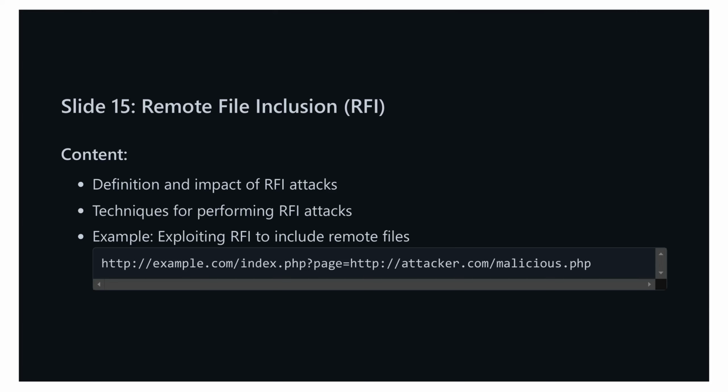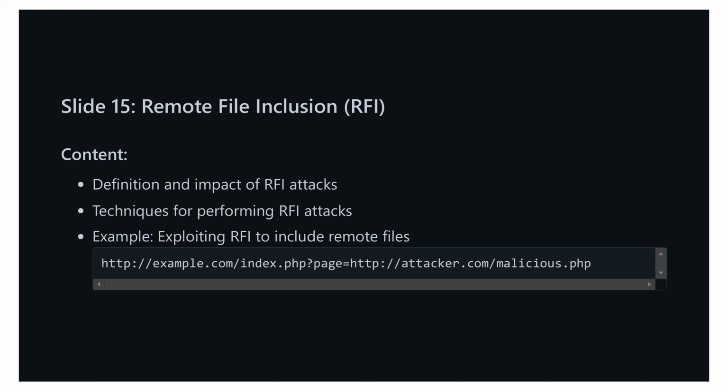On the previous slide, we dove into the concept of arbitrary code execution, exploring its definition, the techniques commonly employed in these attacks, and an example that showcased how vulnerabilities can be exploited to execute arbitrary code. Now let's shift our focus to another critical type of web security vulnerability: remote file inclusion, or RFI.